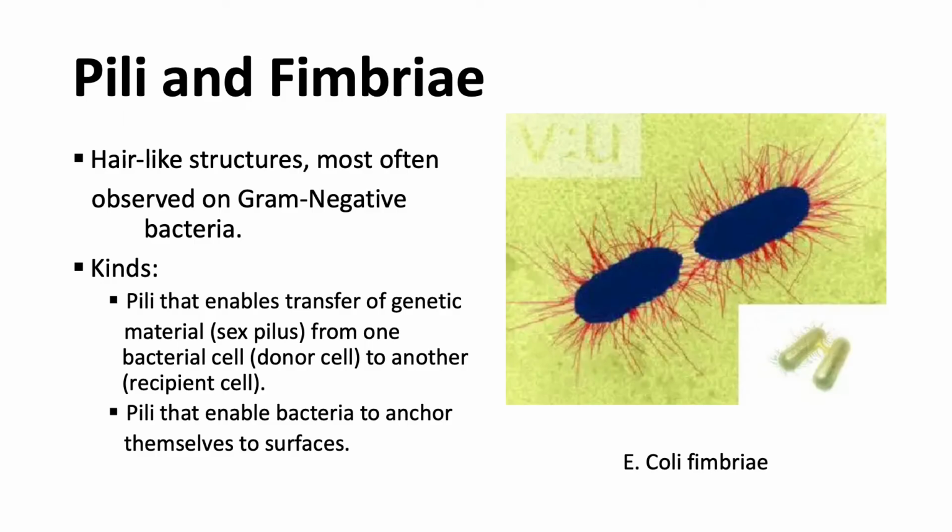Pili and fimbriae are organelles of attachment. They enable bacteria to adhere to surfaces. They are hair-like structures more often observed in gram-negative bacteria. There are two types of pili. The first enables transfer of genetic material, such as the sex pilus, from one bacterial cell to a recipient cell. The other kind of pili enables the bacteria to anchor themselves to surfaces.